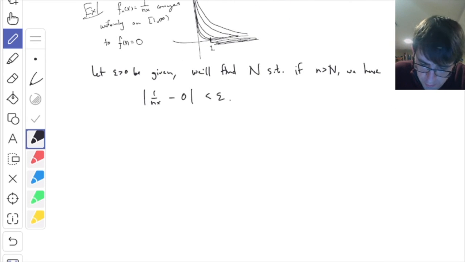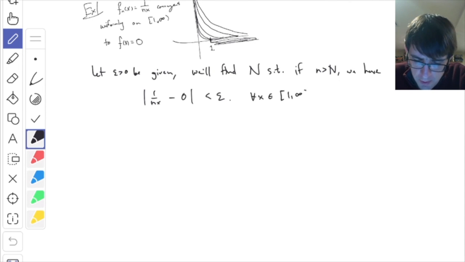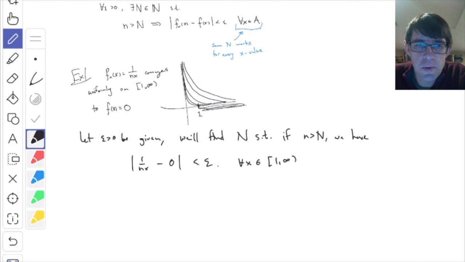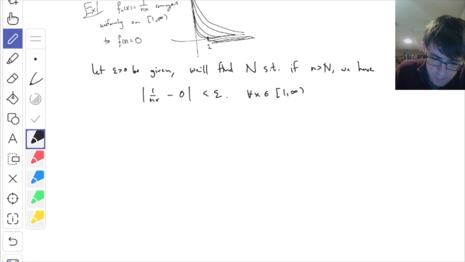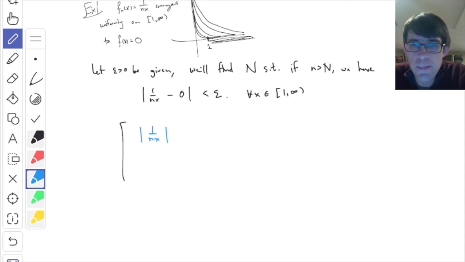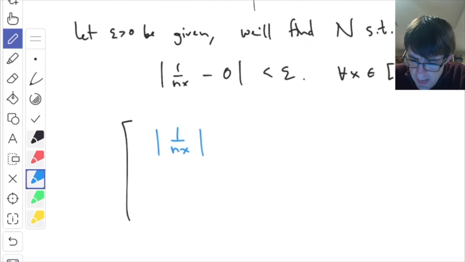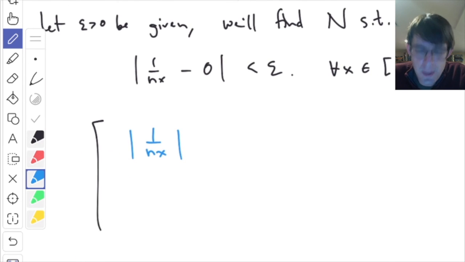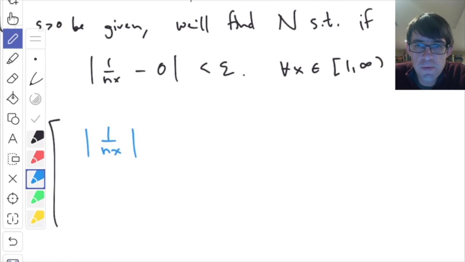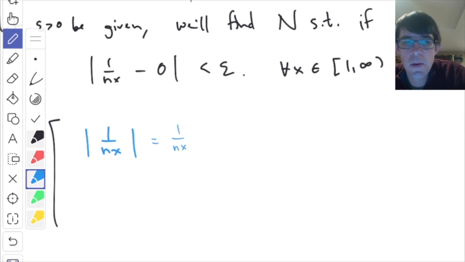And this has to be true for all x in my domain that I'm talking about, right? Remember that thing I said in blue. This must be true for every x. Okay, let's see if we can do it. As usual, I'll do my work on the side, and I always do in blue. Absolute value of 1 over nx. I don't care about the minus 0, right? And in fact, since x is from 1 to infinity, I also don't really care about the absolute values. This is just already equal to 1 over nx.